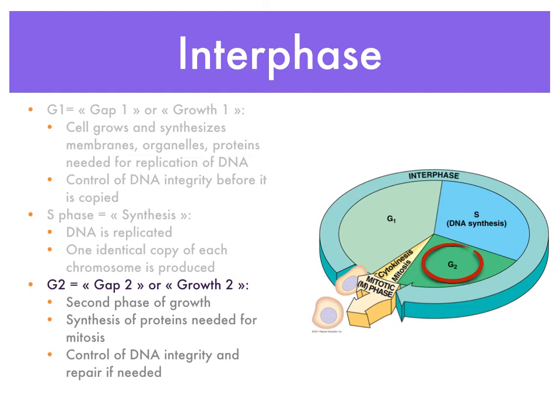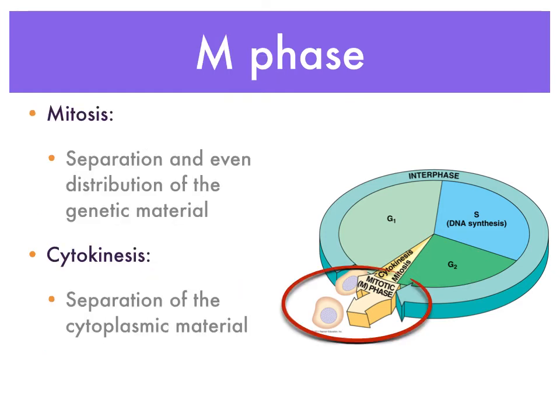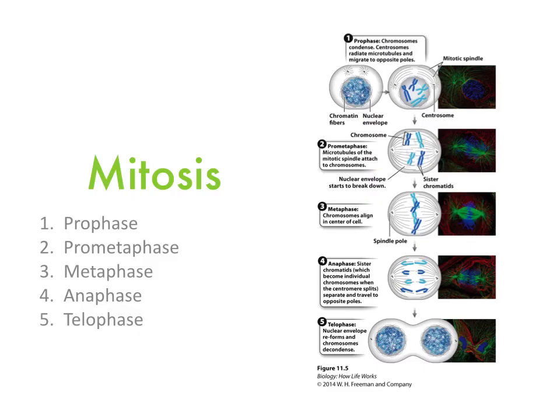Another point of control occurs at the end of the G2 phase, but if everything goes well, then the cell will enter the M phase. It is the mitosis and cytokinesis phase. So during the M phase, the first part will be mitosis that will be needed to separate the genetic material that has been copied in the previous phase during the S phase of interphase. And after that, we will have the cytokinesis, which will separate the cytoplasmic material, but we will see that a bit later. So let's first review mitosis.